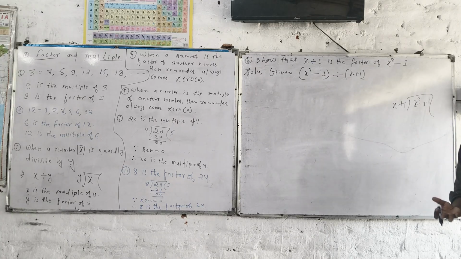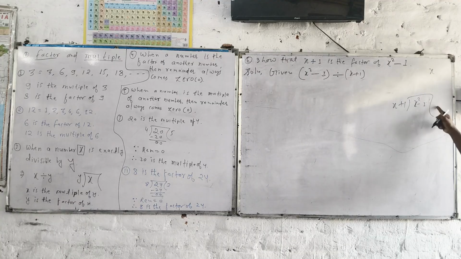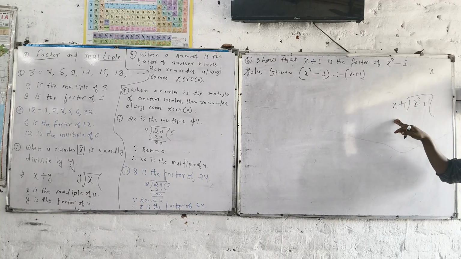So now that is x squared. What is this? x squared is there. What is this? x is there, right? So x squared. What comes here? The first term of dividend and the first term of divisor, right?